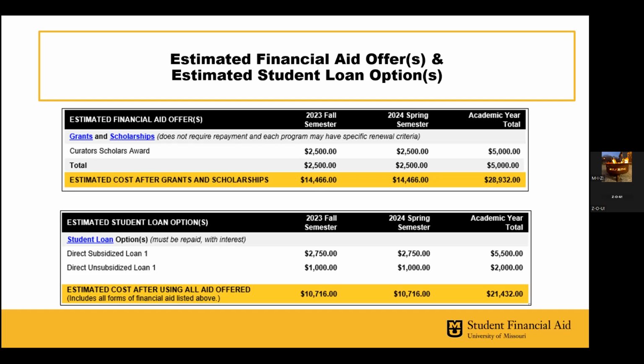All of these loans require additional action. For the federal direct sub and unsub, the student has to go in and actively accept it. They have to complete entrance counseling. They have to complete a master promissory note. For the Parent Plus loan, you have to go out to studentaid.gov and complete an application. We are going to talk in more detail about loans tomorrow night in our next webinar.